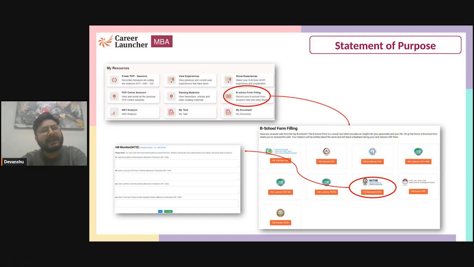For example, in IIFT, there are some SOP questions that they are asking. A similar form will open on CL MyZone. You will answer those questions. Once you answer them, those answers will be automatically collected by the mentor that has been assigned to you. Okay, and your mentor will check those answers and revert on them, and you will get the corrections which are needed.